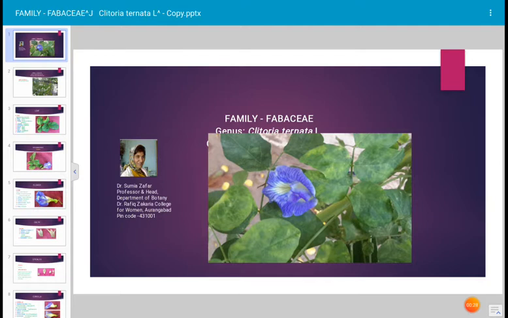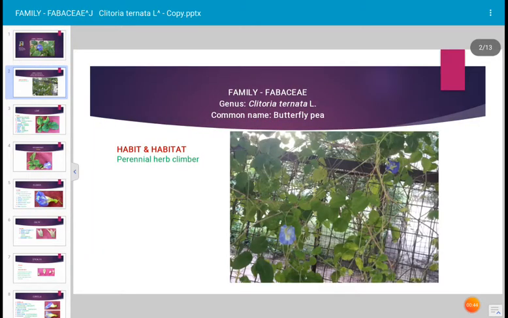traditional medicine. This plant is very common in gardens of colleges, and even in kitchen gardens this plant has been grown because of its beautiful crystal blue colored flowers. Next slide. Its family is Fabaceae and the botanical name is Clitoria ternata. Butterfly pea is the common name.